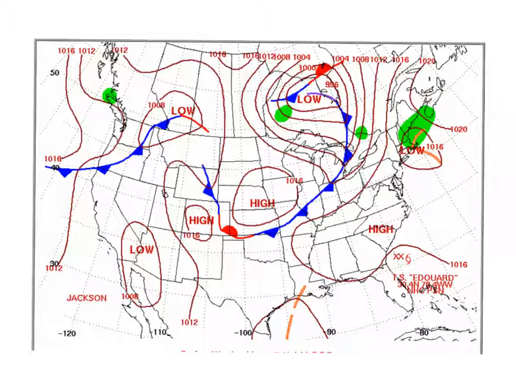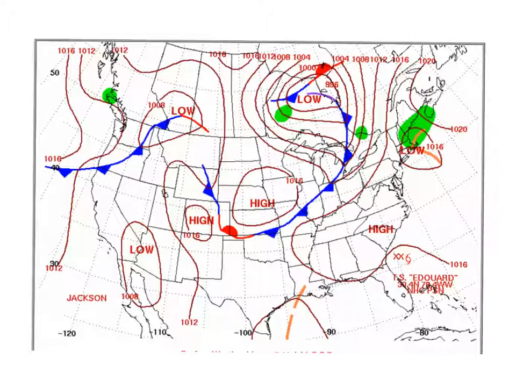A high-pressure system is a rotating mass of cool, dry air that usually brings sunny weather. In the northern hemisphere, the wind in a high-pressure system flows clockwise away from the center and is labeled high. It is often represented by a blue capital H.